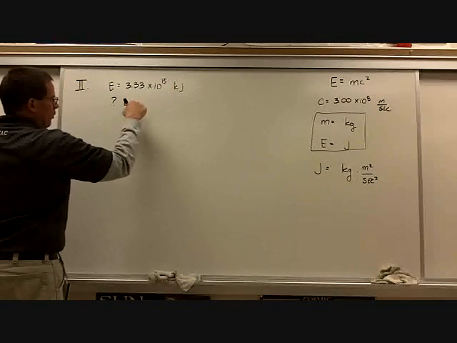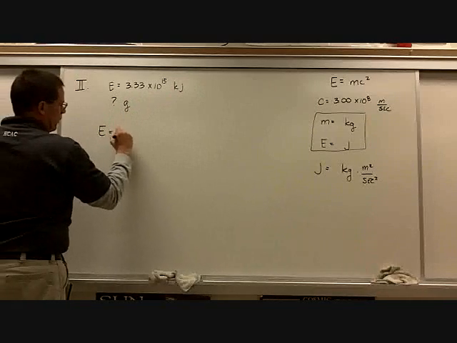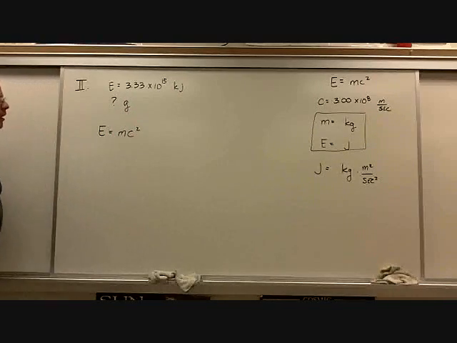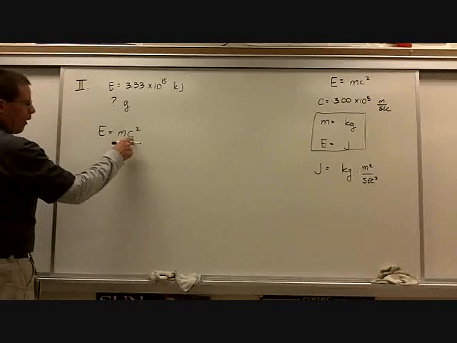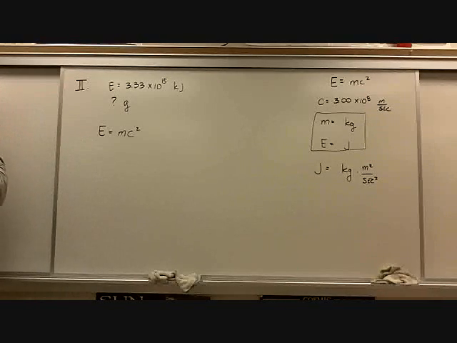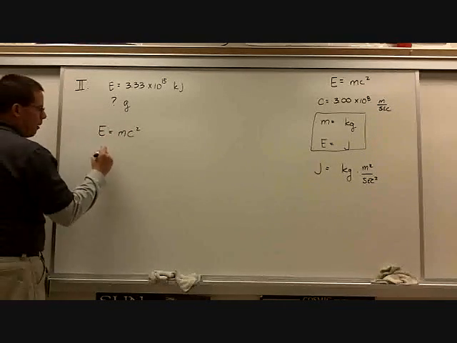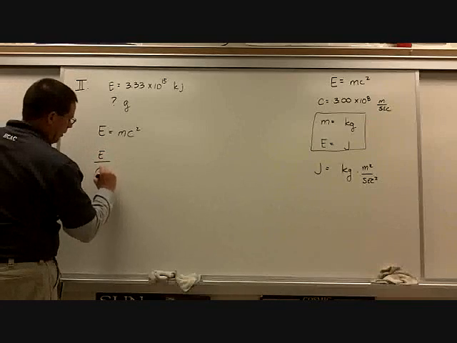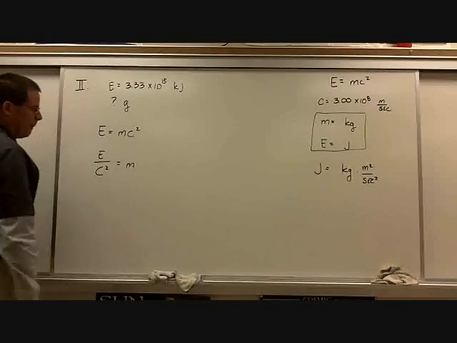This is what was given. This is what we're looking for. Again, we will use this equation. If we're looking for mass, do we need to rearrange the variables? Yes, very good. How are we going to rearrange this? We're going to divide by c squared on both sides, so we'll have this equal to m.